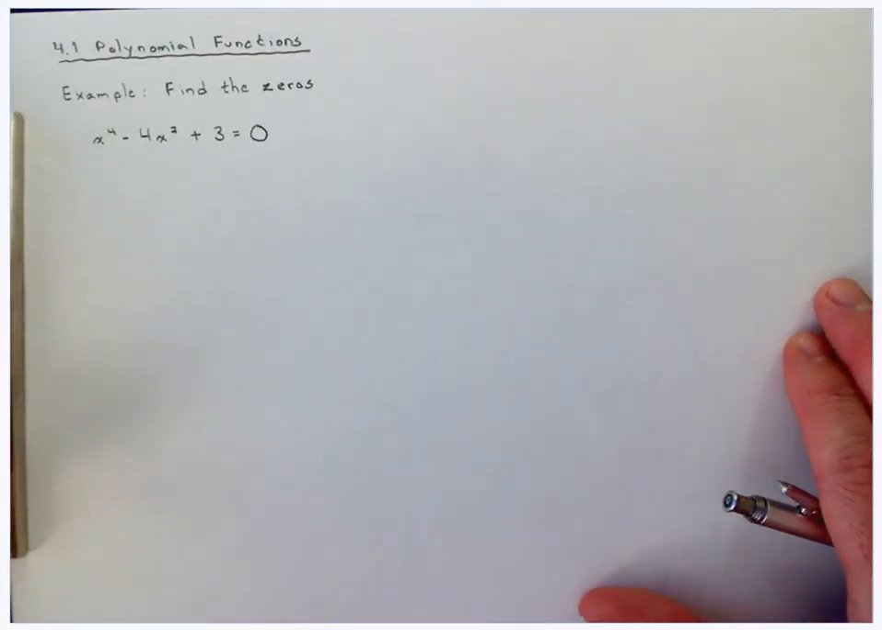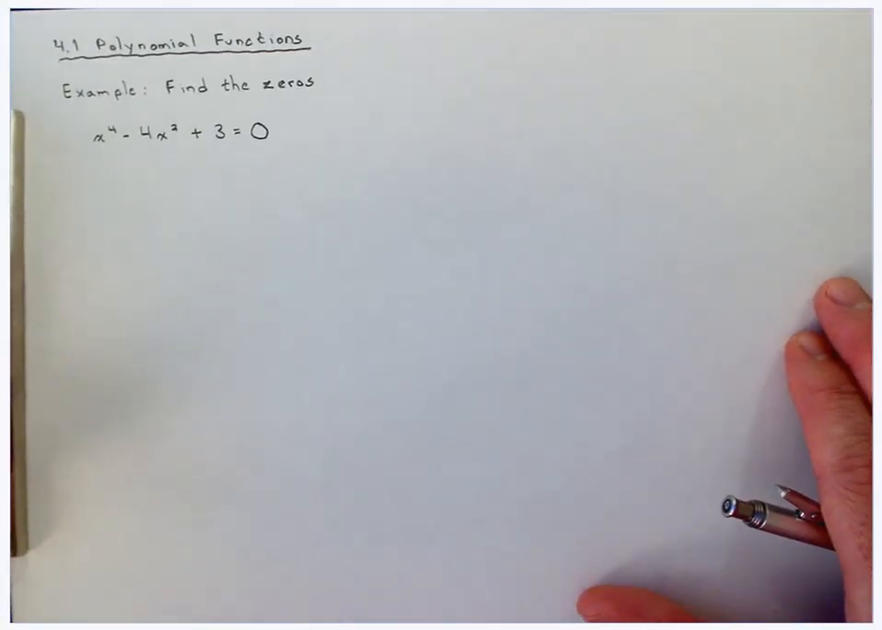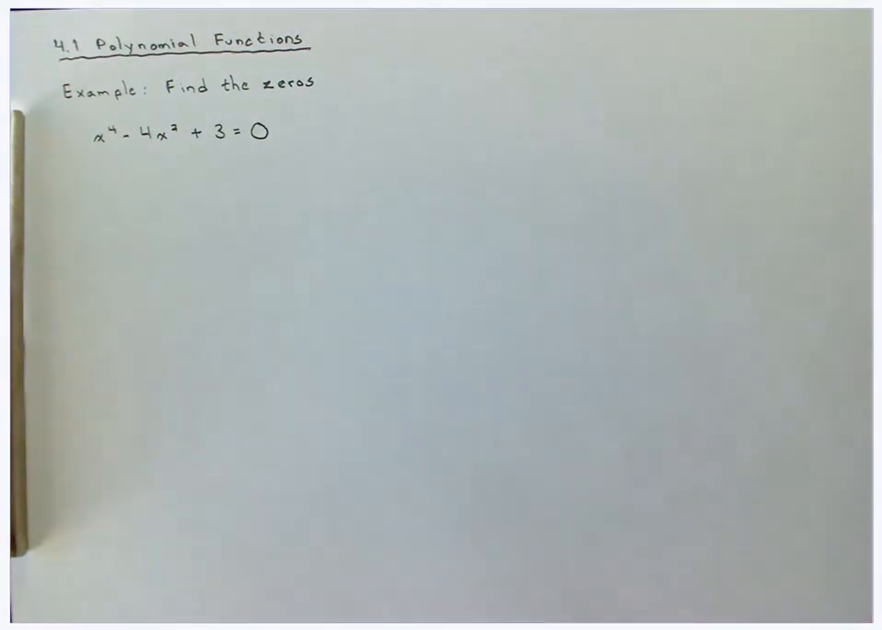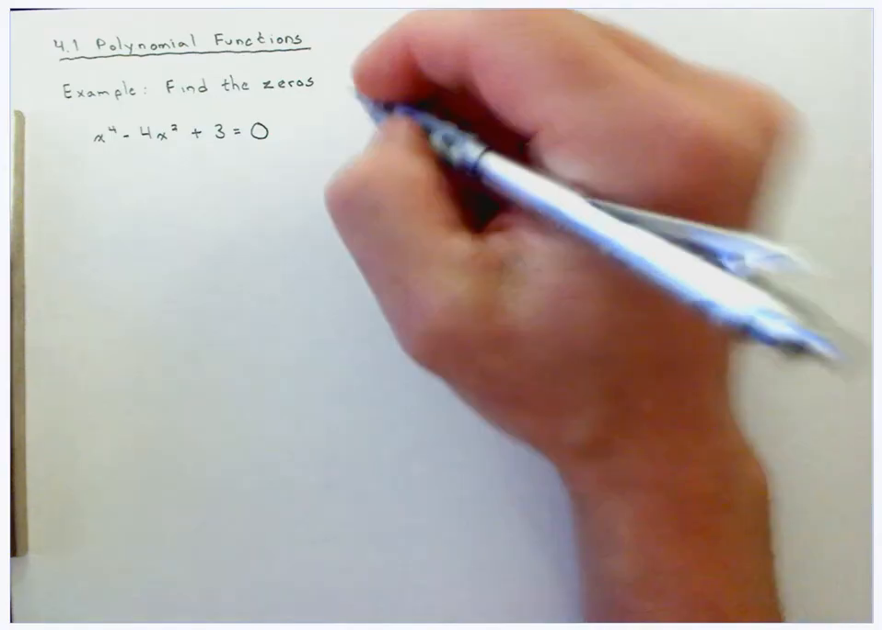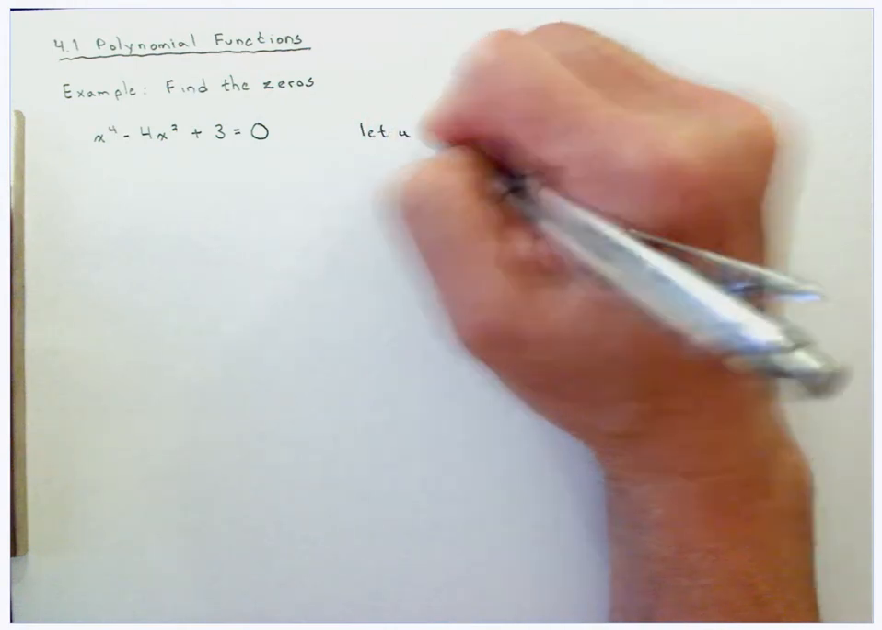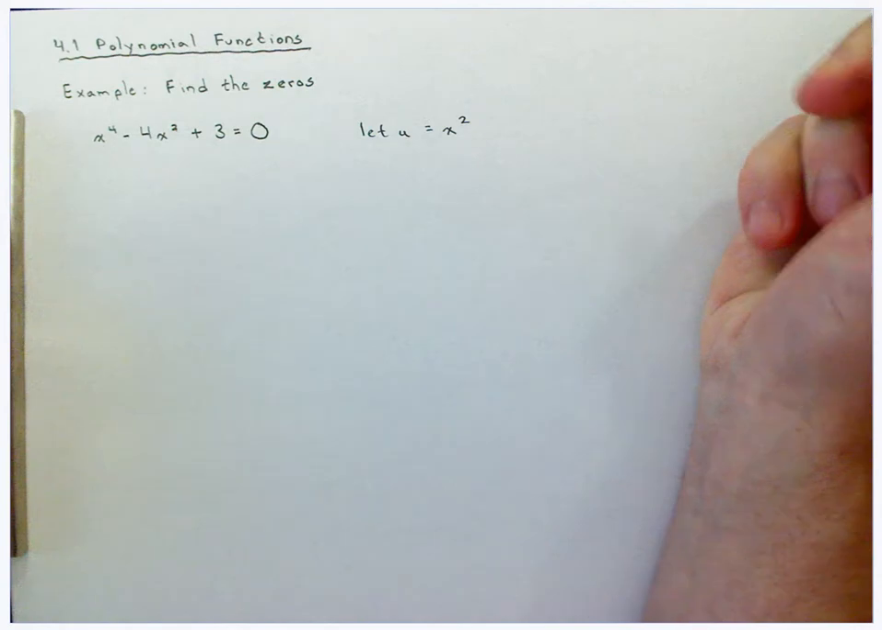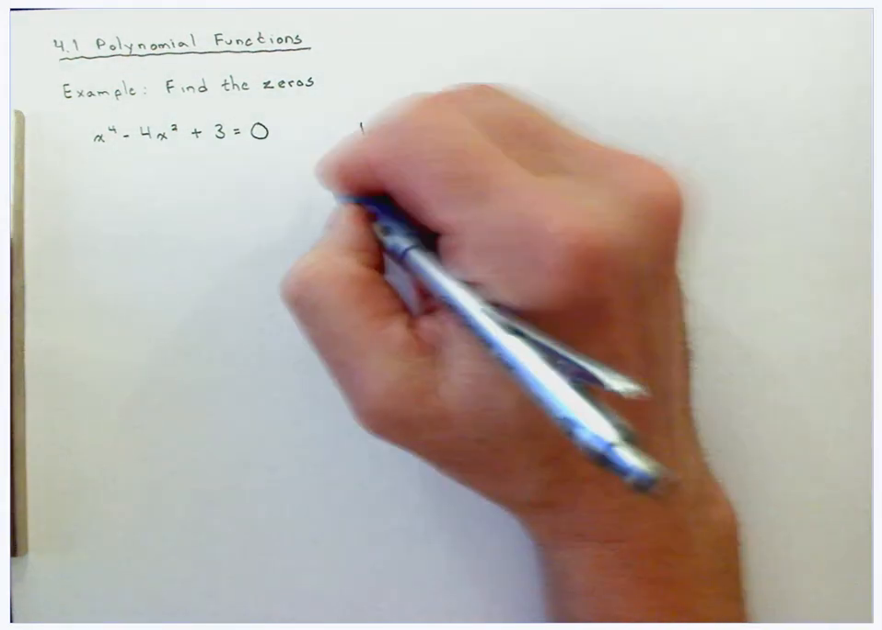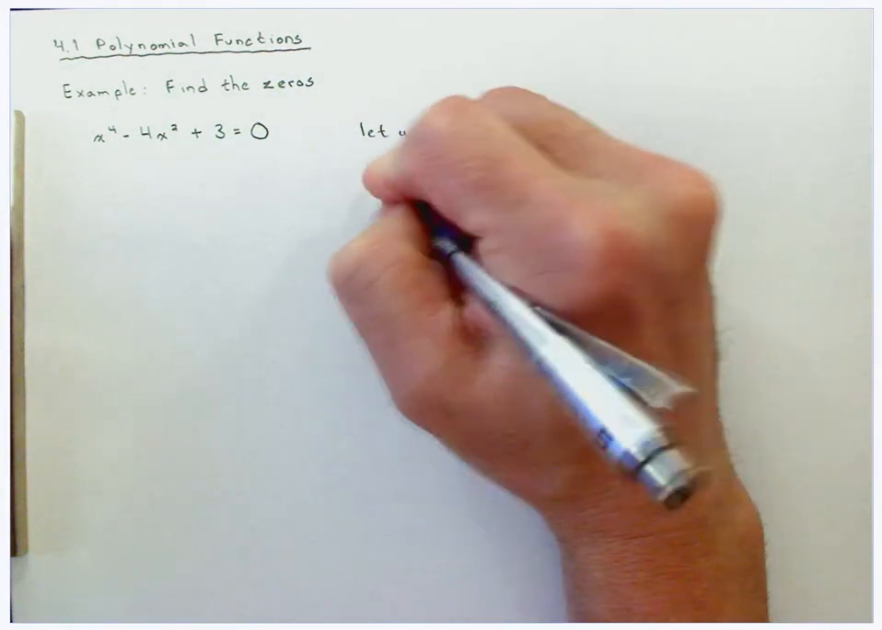Alright, pause the video and see if we end up getting the same answers using substitution. Alright, so what I will say, let u equal x squared. So, and then what I know from my first term is that it is written like this.